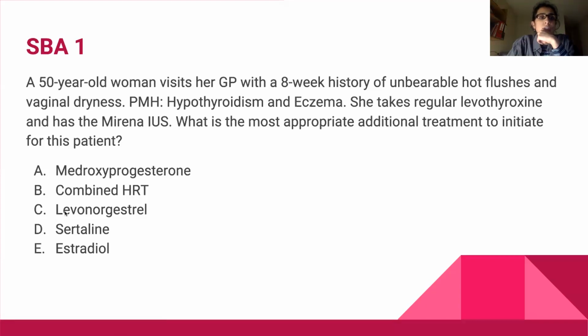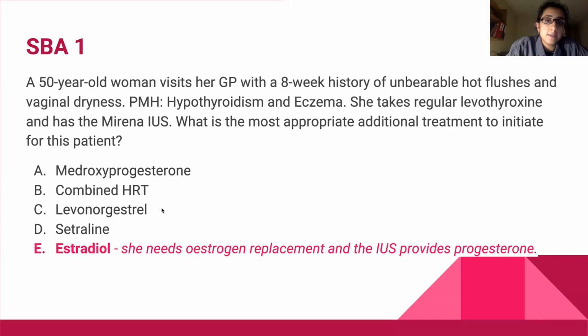So having a look at this question, a 50-year-old woman has visited her GP with an 8-week history of unbearable hot flushes and vaginal dryness. So the sort of thing we're thinking in our mind here is menopause. This lady is of the expected age, and the symptoms as well. Past medical history of hypothyroidism, eczema. She's regularly on levothyroxine and has the Mirena intrauterine system. What's the most appropriate additional treatment to initiate for this patient? So this question is testing how well you know the treatments for menopause. And the answer is actually E.